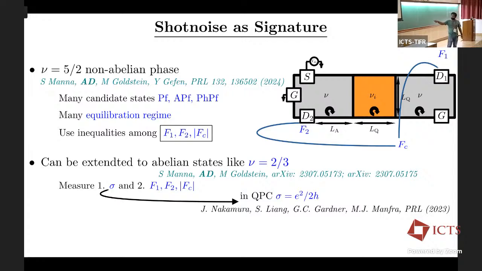And this actually was seen very recently by Mike Mantra's group, where they saw half conductance even in an abelian case. Very bizarre. Okay? And there are other non-abelian states that we have worked out also recently.